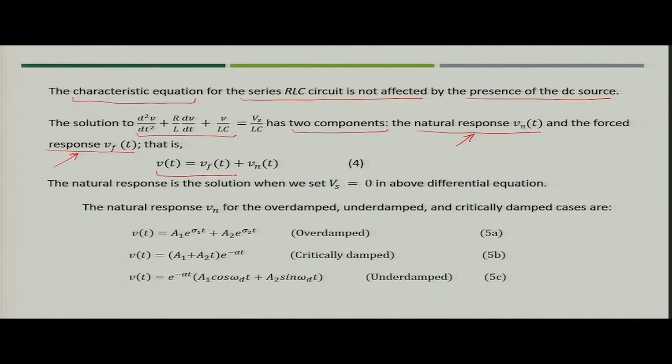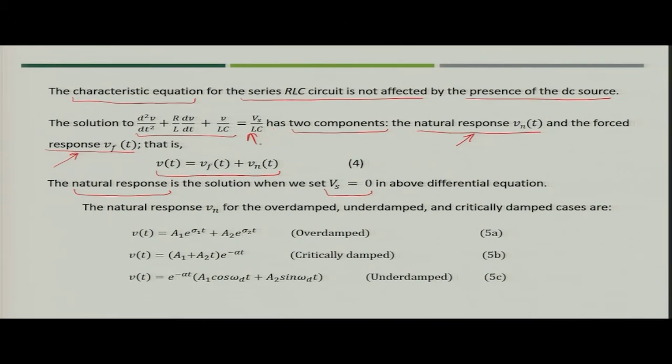Now, you can see that the total response can be written as the forced response, that is Vf(t), plus natural response, that is Vn(t). Now, to find the natural response, what you need to do, you have to set the value Vs equal to 0. So, when you put Vs equal to 0 in this equation, you will get only the left side component and this would be equal to 0, and this is the same equation which we get when we analyze the series RLC circuit without any external source.